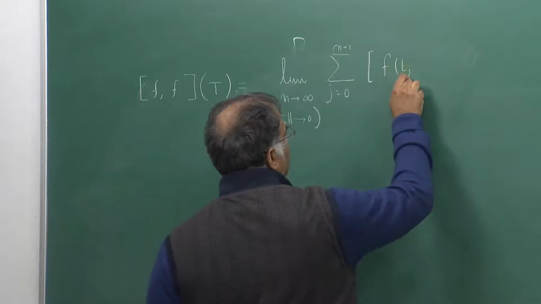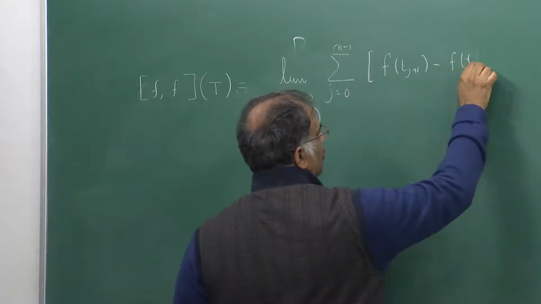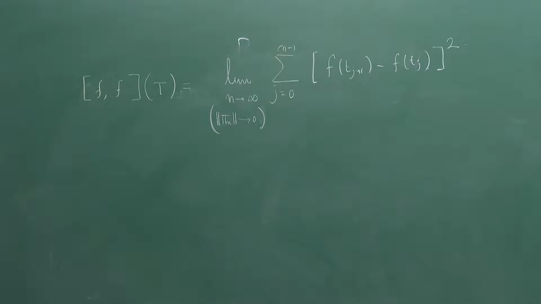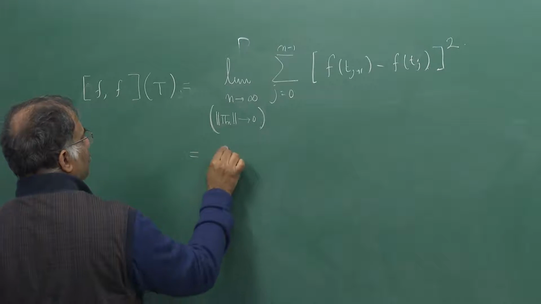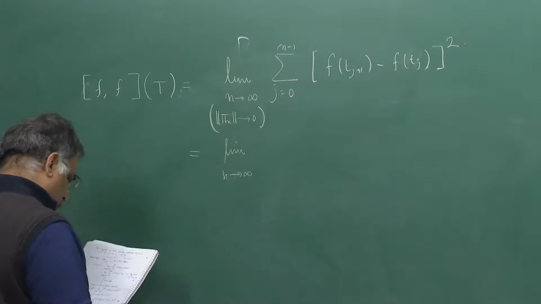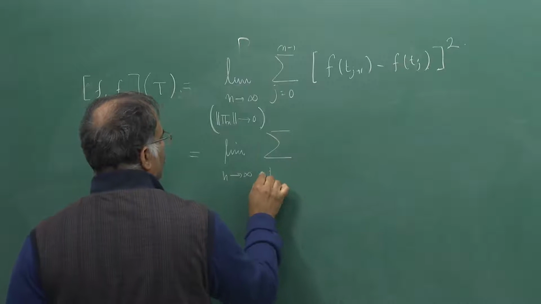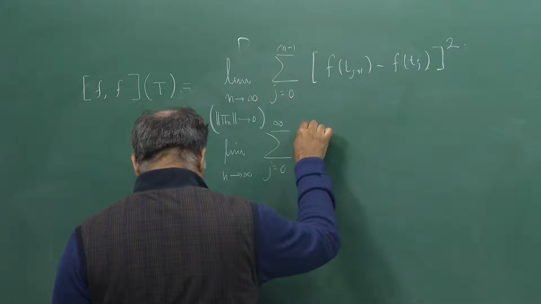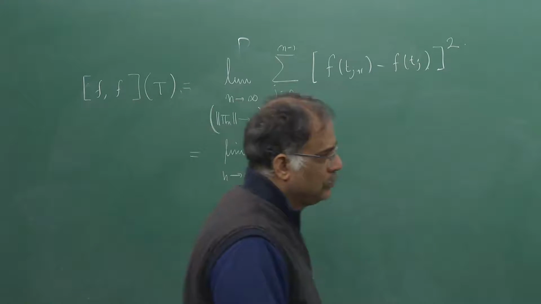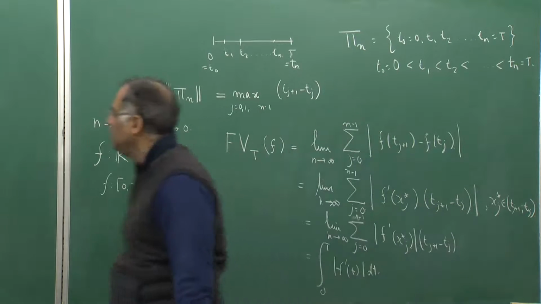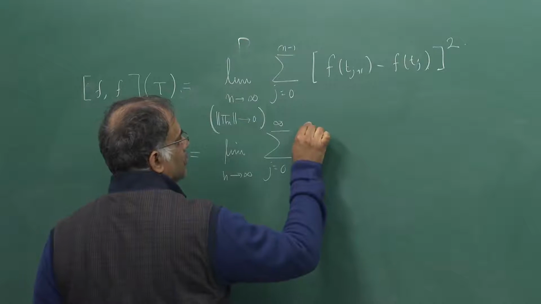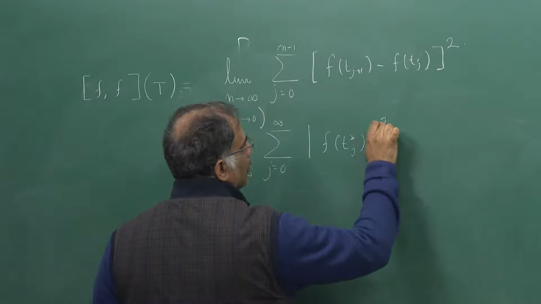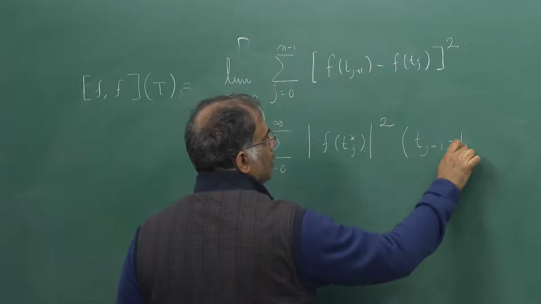So here I will write the same thing, but instead of looking at the variation in terms of the absolute value, I am doing it in terms of the square, something like the mean square error type of thing that you must have heard if you have learned some statistics. So this is the summation. Now I can write the same thing like I have written x star j, maybe I will write f dash of t star j whole square into tj plus 1 minus tj whole square.